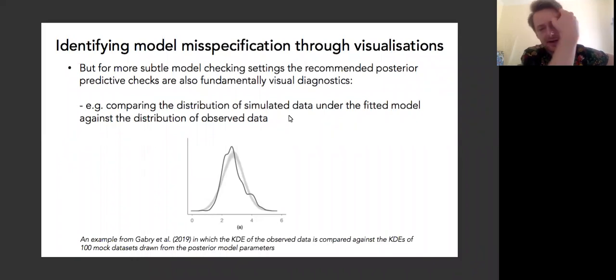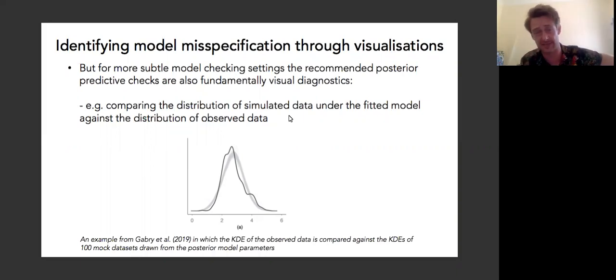So there's a good paper by Gabry et al. 2019 where they look at these posterior predictive check diagnostics you can do. For instance, comparing the distribution of data simulated under the fitted model against the distribution of observed data. In this case, they find that the simulated data in gray from their assumed normal fit is way more symmetrical than the observed data. And so you might say, well, if we're interested in quantifying the location and the peak of this distribution, we might want to start looking at a model that has some degree of skewness.